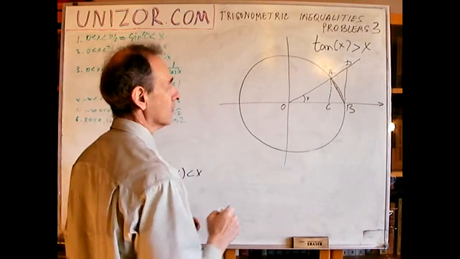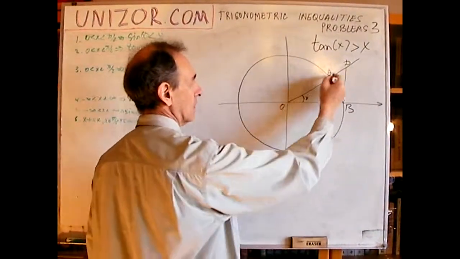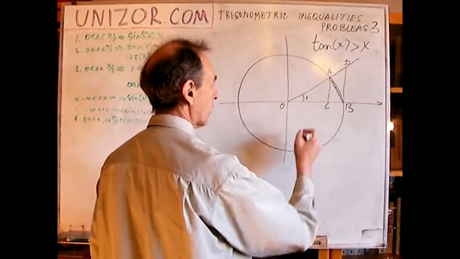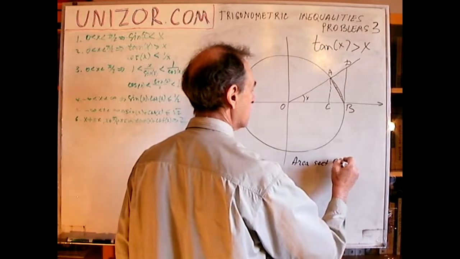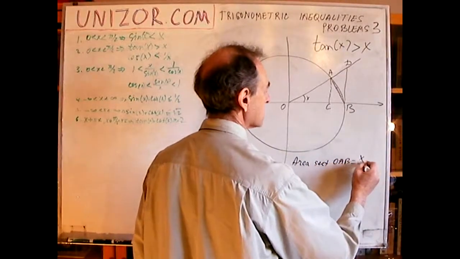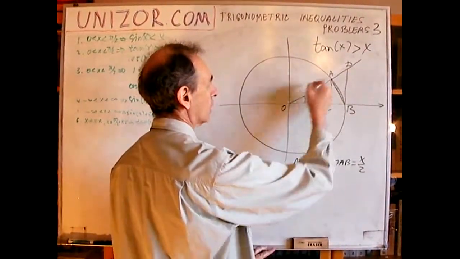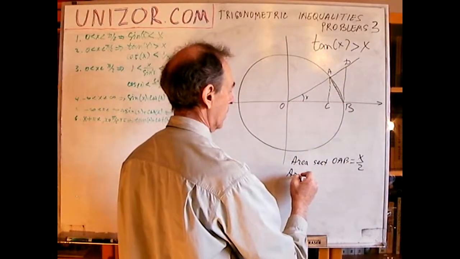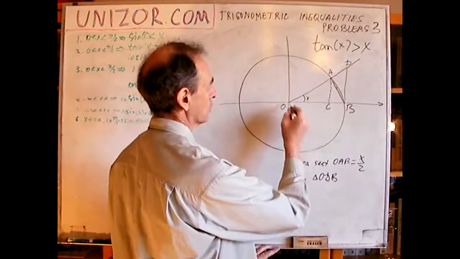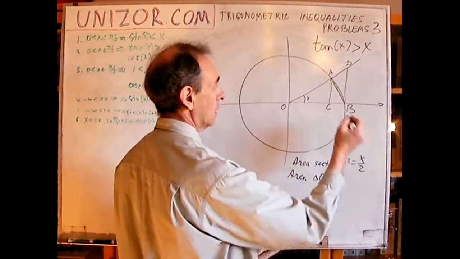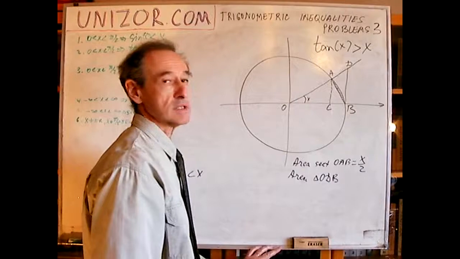Now, the triangle ODB is greater than the sector OAB, right? The area of a sector OAB, we have just concluded, is x over 2. Now, what is the area of ODB? Area of triangle ODB is equal to base, which is OB, which is 1, times altitude, right? Now, what is altitude?